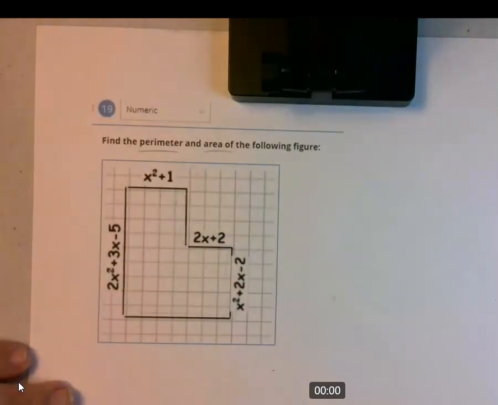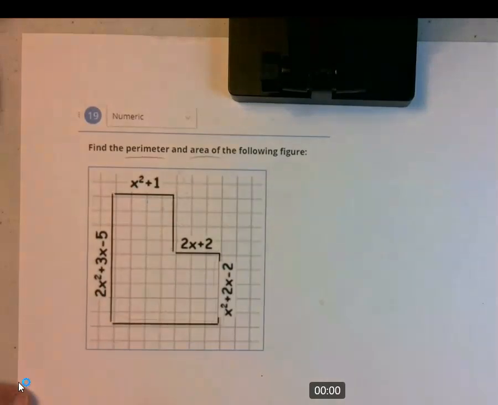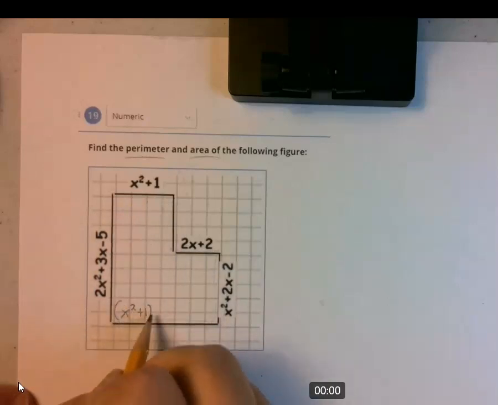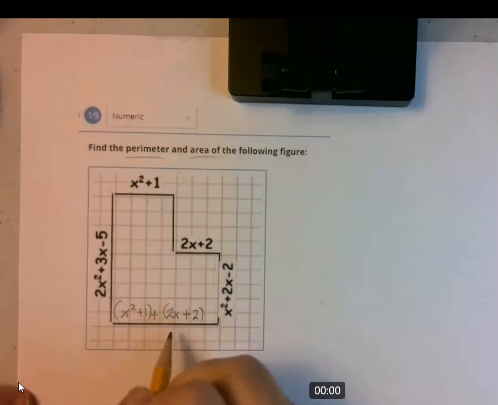Okay, so just think it out conceptually, and I'll do the numbers with you here. Conceptually, how would you do this don't know? Well, it's the same as this plus this. So it's the same as x squared plus 1 plus 2x plus 2. Okay, so that one we can go ahead and do off to the side.